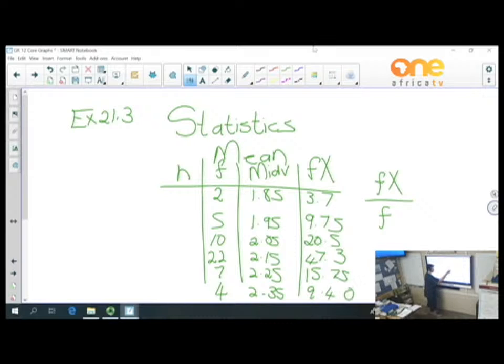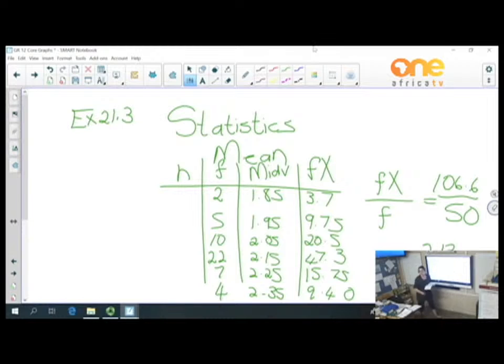Okay, so now you add this column of fx. What is the total now? If you add fx, 106.6. And what was the frequency? 50. It was given right at the beginning. So now the mean is 106.6 divided by 50. Divide by 50. And that's how you get the mean of group data.